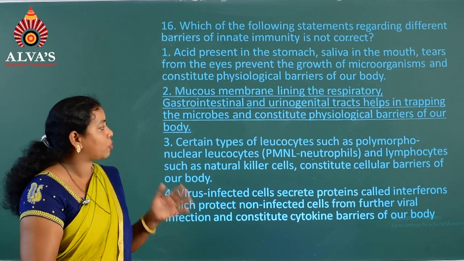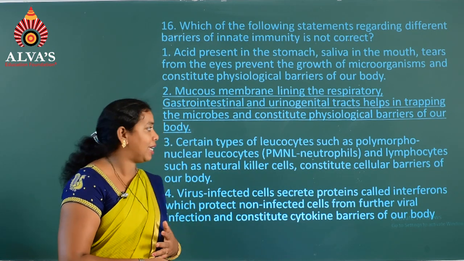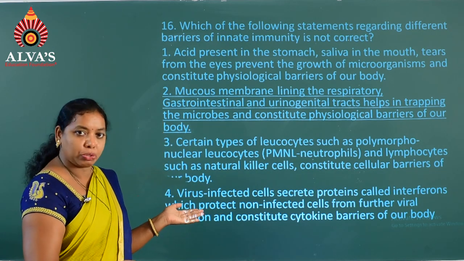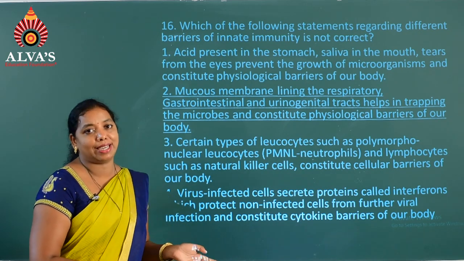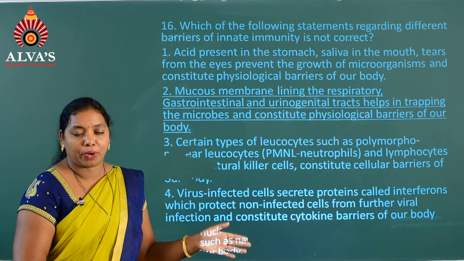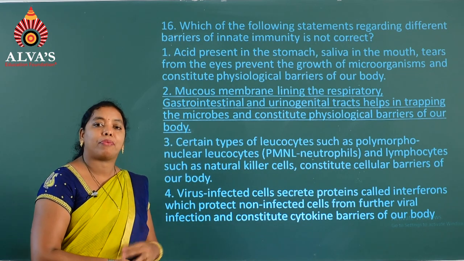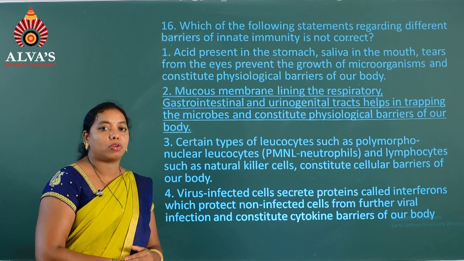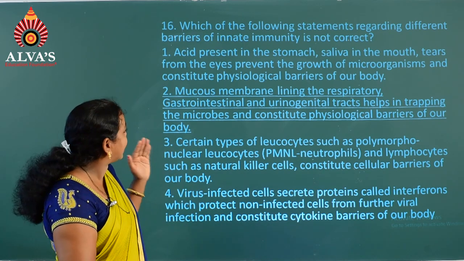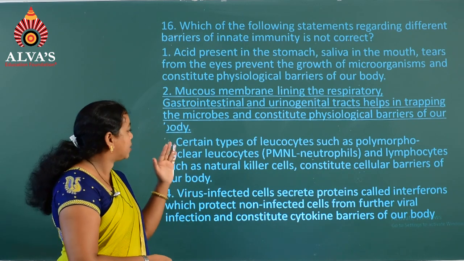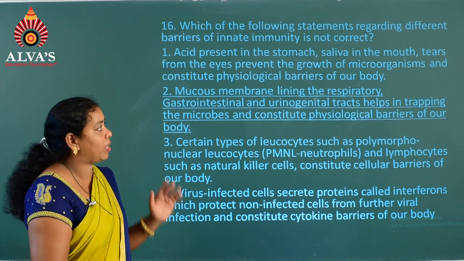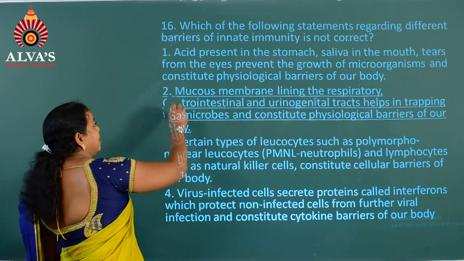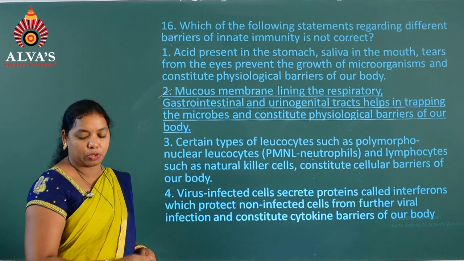Regarding certain types of leukocytes such as PMNL, etc., being the cellular barriers, it's true. And the fourth one, virus-infected cells secrete interferons to protect the other normal cells from further viral infections. So except the second option, the first, third and fourth options are correct. The incorrect one is the second one, hence the answer is second for question number 16.